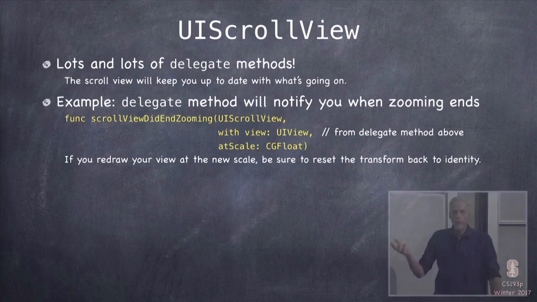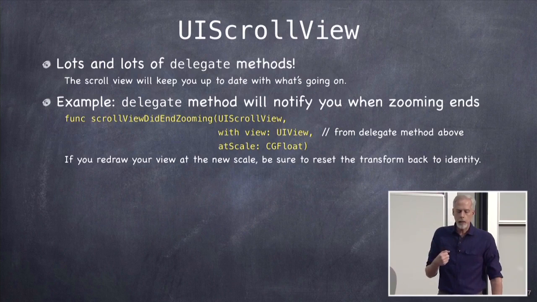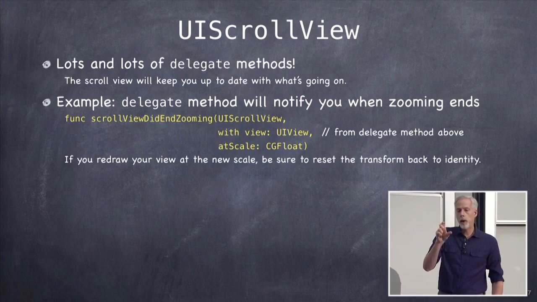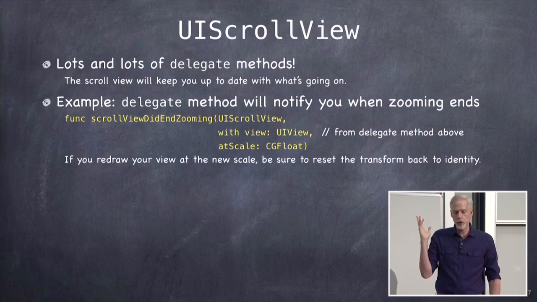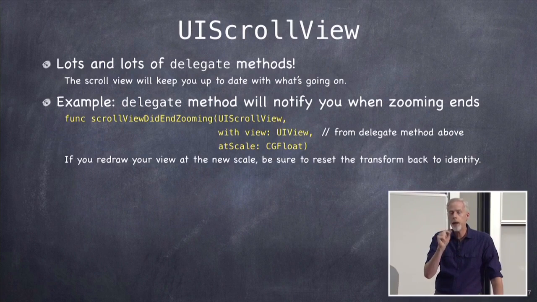There are lots of other delegate methods, at least a dozen more besides that viewForZooming in scrollView. For example, if you wanted to do the thing where you zoomed in and then you wanted to redraw to get rid of the pixelation, you would implement scrollViewDidEndZooming withView atScale. And this will tell you when the pinching has stopped and now you can redraw.